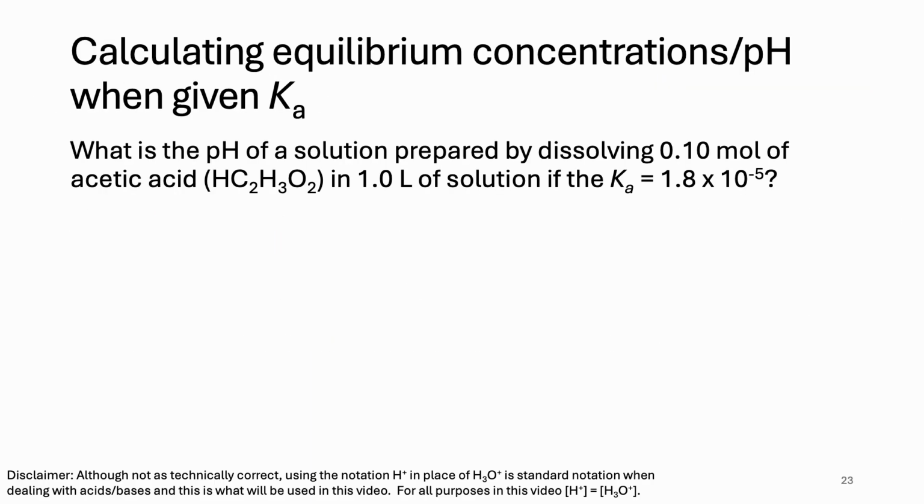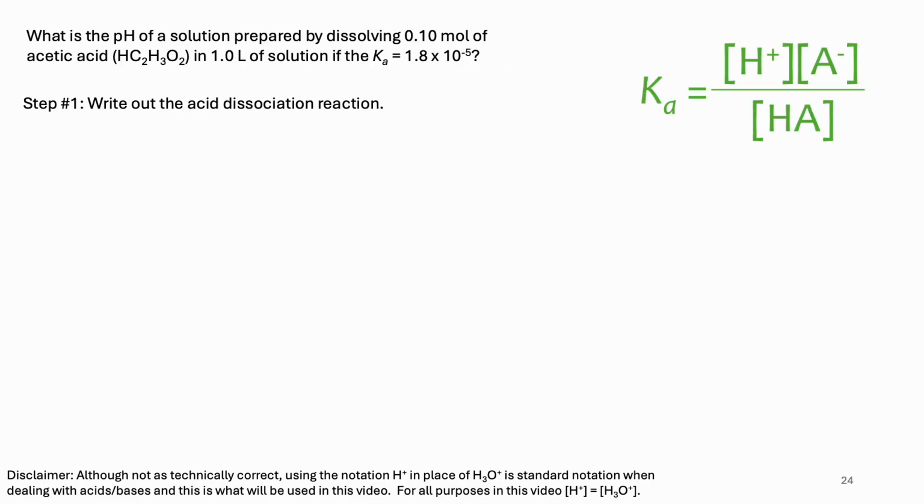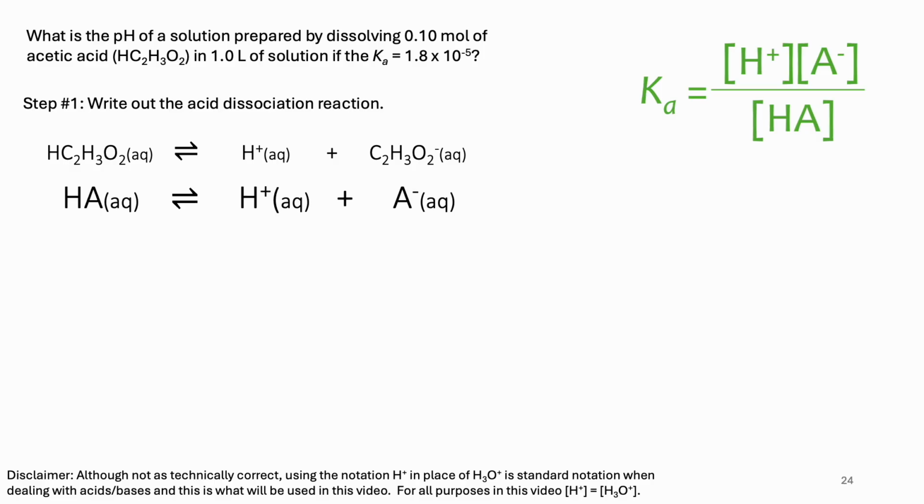Okay, let's go through one more calculation involving weak acid equilibria. Let's calculate the pH of a solution prepared by dissolving 0.1 moles of acetic acid in 1 liter of solution if we know that the Ka for acetic acid is 1.8 times 10 to the negative fifth. We are going to start out this problem the same way. We're going to write out our acid dissociation reaction. Again, you can write out this reaction using the complete formula of your weak acid and its conjugate base, or you can write out the general reaction for a weak acid. And then we are going to follow this by setting up an initial change equilibrium chart.